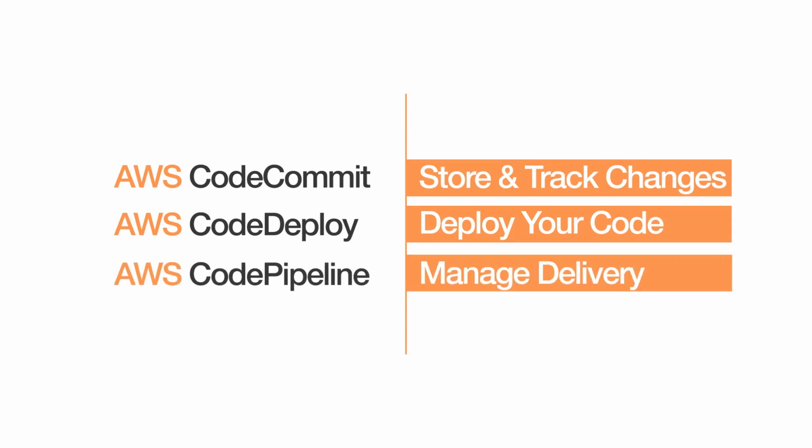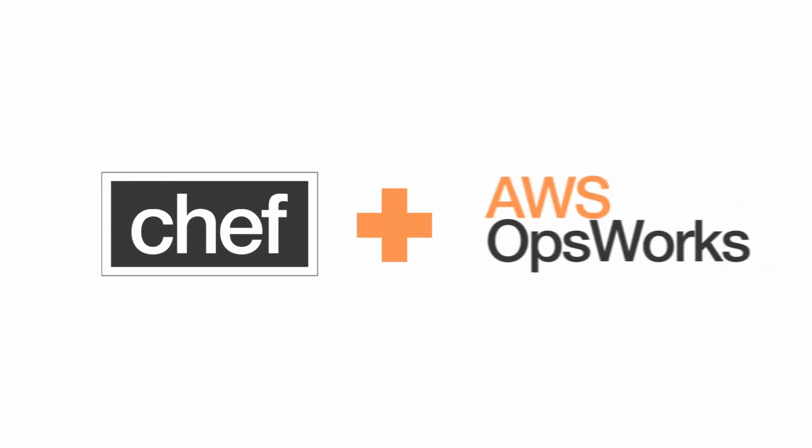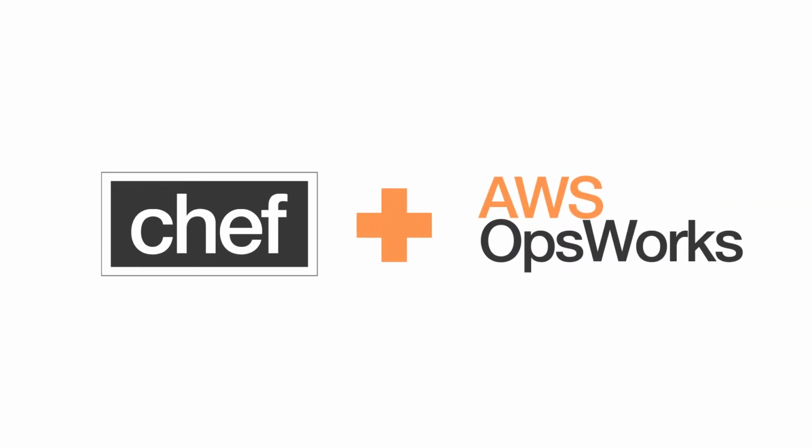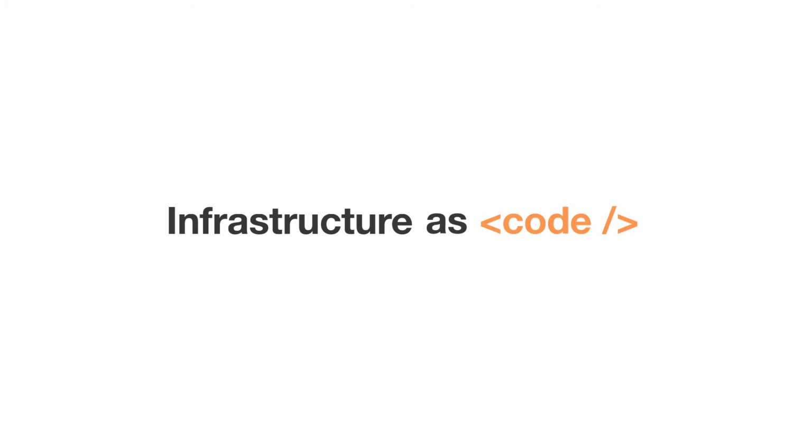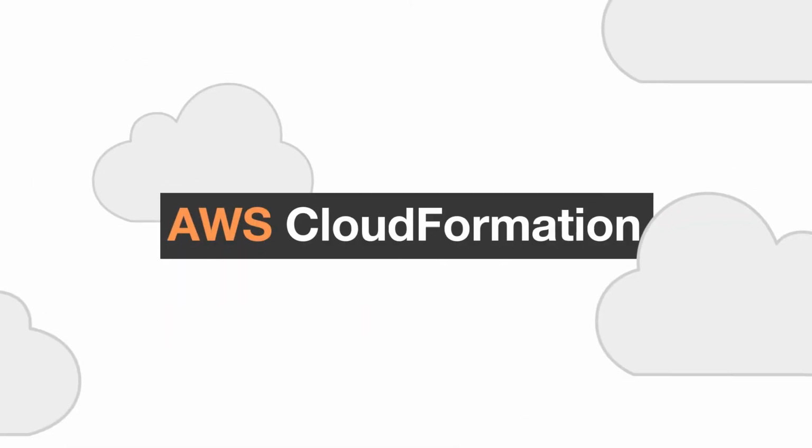of your code. If you're familiar with Chef, you can use AWS OpsWorks to configure your code and any related dependencies in an automated manner. Lastly, to deploy your infrastructure as code, you can use AWS CloudFormation to do so.